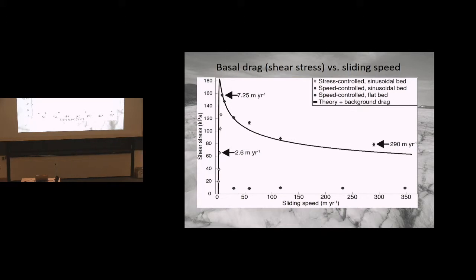This line is not a fit to the data. This line is combining Lliboutry's theory with Barcilon and MacAyeal's theory of cavity formation in the lee of sinusoidal bumps. And I want to point out there are no adjustable parameters in putting this line through here. And so this seems to work out quite well.